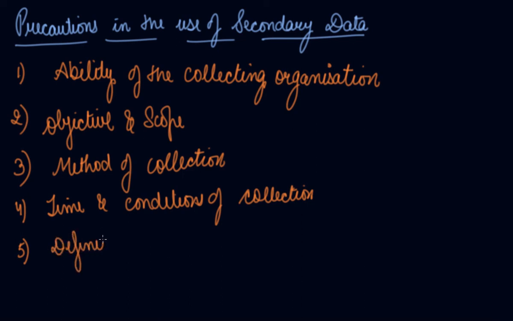Definition of the unit. Like what is the measurement of unit which is used in initial collection of data, are they same as adopted in the present study. So if the unit of the measurement differs, then the data must be modified accordingly before you use the data. Accuracy. How much the data is accurate. If you are taking the secondary data, you have to check the accuracy of the data. So these are the precautions you should take while using the secondary data.